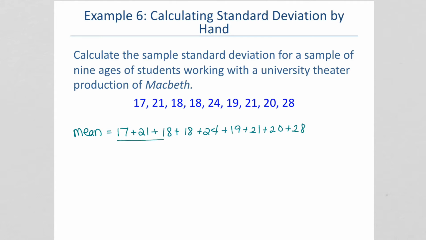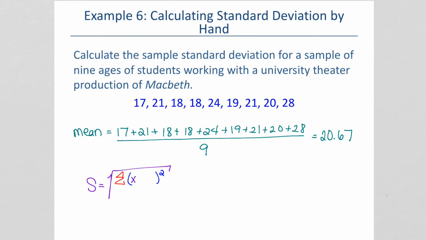Divide by 9, it said. And we get that the mean is 20.67. So we're going to be filling into our formula here. It's the square root of the sum, I like to be color-coded, you know, of the square of each data value minus the mean divided by n minus 1.